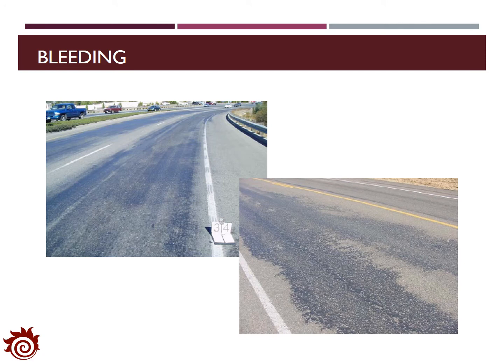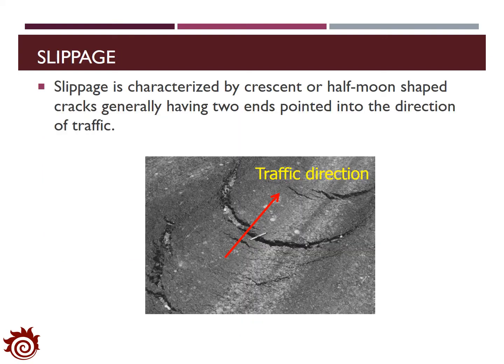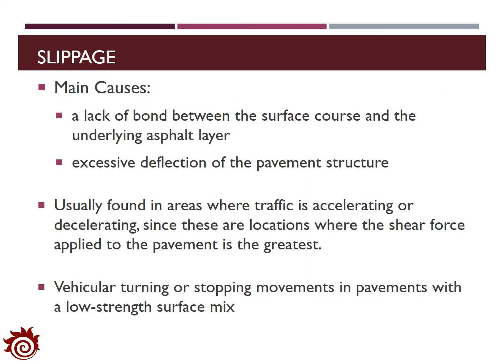These two figures show examples of bleeding on flexible pavement, and you will observe the asphalt mix on top of the surface. Slippage is another common distress of flexible pavement. Usually it's characterized by crescent or half-moon shaped cracks, and these cracks have two ends pointing in the direction of traffic. Slippage is usually caused by a lack of bond between the surface course and the underlying asphalt layer, and also by excessive deflection of the pavement structure.